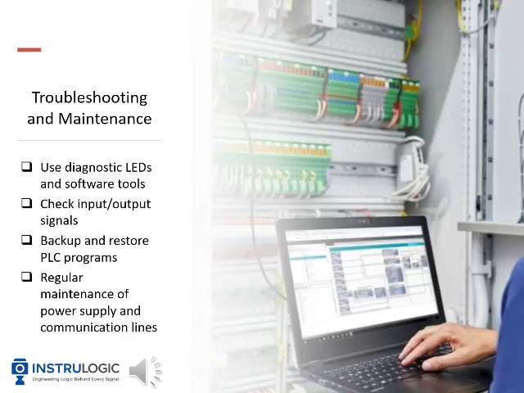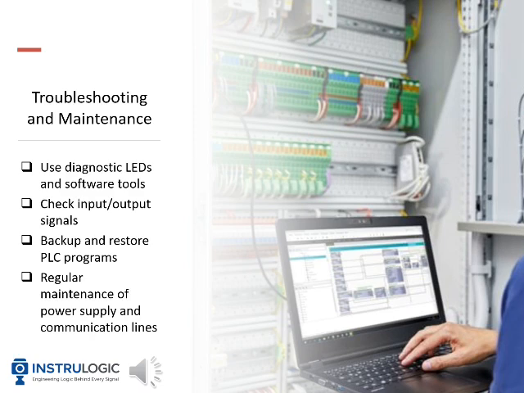Keeping a PLC system healthy is important. Start by using diagnostic LEDs and software tools to check the status of the PLC. If there's a problem, verify input and output signals to make sure sensors and actuators are working correctly. Always keep a backup of the PLC program so you can restore it if needed. Regular maintenance of the power supply and communication lines is also essential to avoid unexpected failures. Think of it like servicing your car. Regular checks keep everything running smoothly.